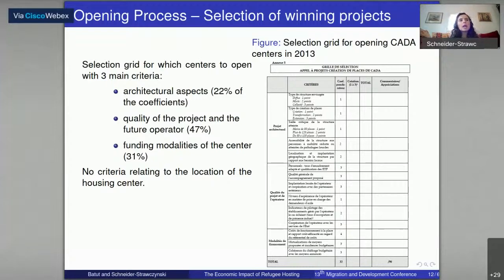So it was really a top-down process in which the municipalities didn't have to get notified or to accept, such that in the end, they had no information and no leverage over the opening process.